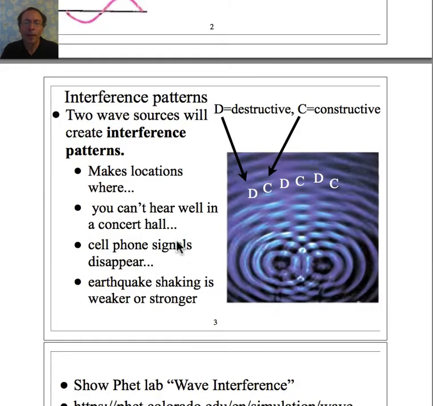So far, all of our examples have been one-dimensional, for example a wave going down a spring, or a wave traveling down a string. But of course, waves can propagate in 2 dimensions, like they do on the surface of a pond, and they can propagate in 3 dimensions, like the waves coming from my mouth. My sound waves are propagating in 3 dimensions. Light waves propagate in 3 dimensions. So when you have 2 sources of waves propagating in 2 or 3 dimensions, you get interesting patterns.